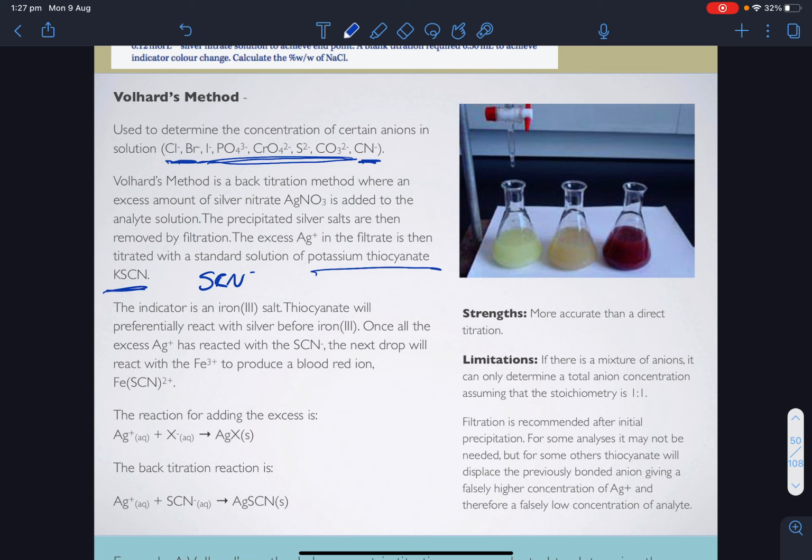So the thiocyanate will preferentially go for the silver, but once all the silver's taken out, the thiocyanate will then react with iron, and you'll get a color change. It looks like it's pinkish as well.